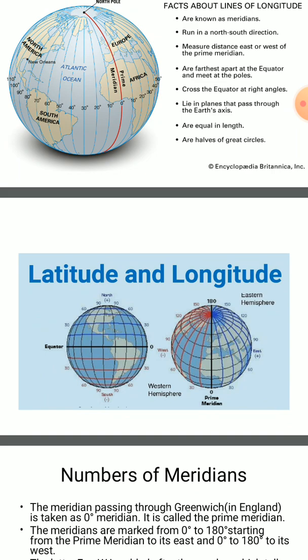Equator is the 0-degree latitude which divides the earth into northern and southern hemisphere, whereas prime meridian, 0-degree longitude, divides the earth into eastern and western hemisphere. Latitudes become shorter as we move away from the equator. Equator is the longest latitude as we already know, but all the longitudes are of the same length.